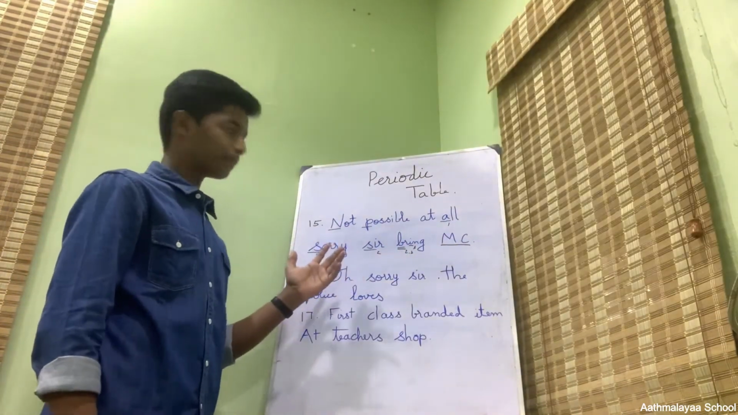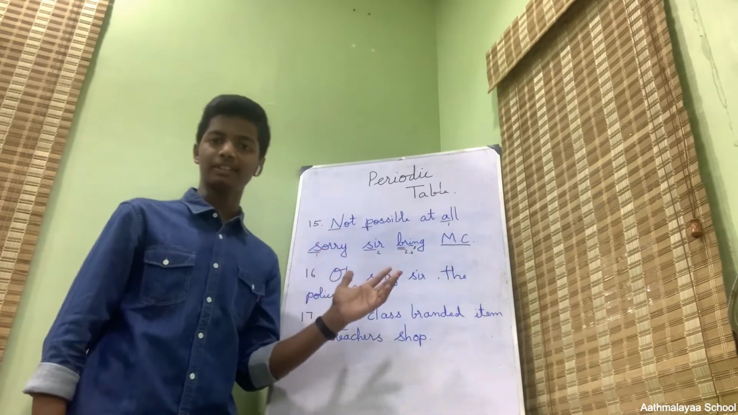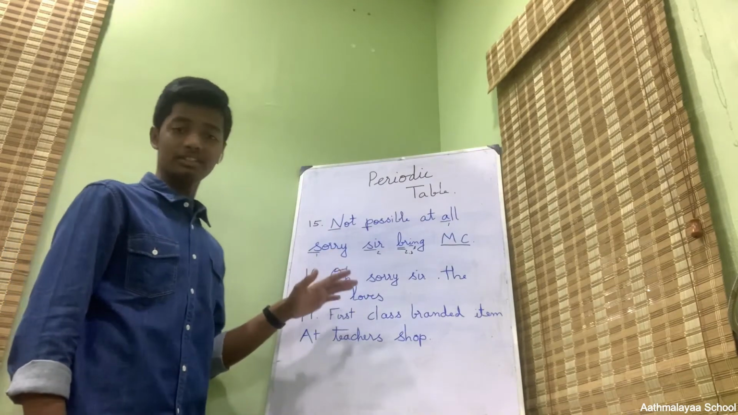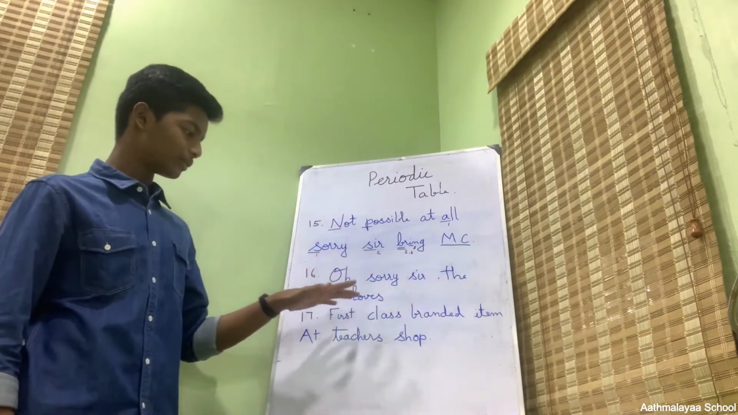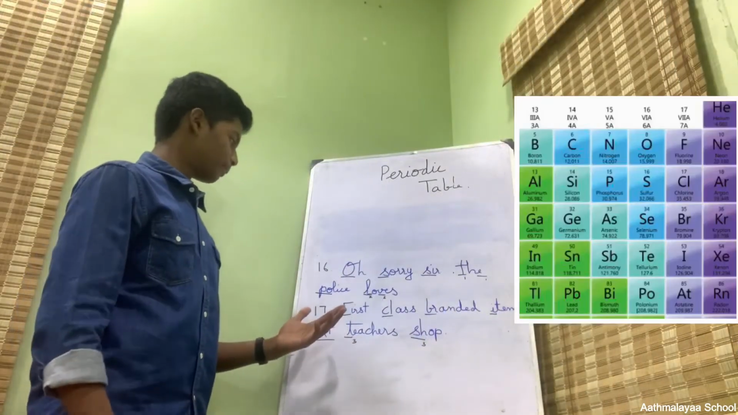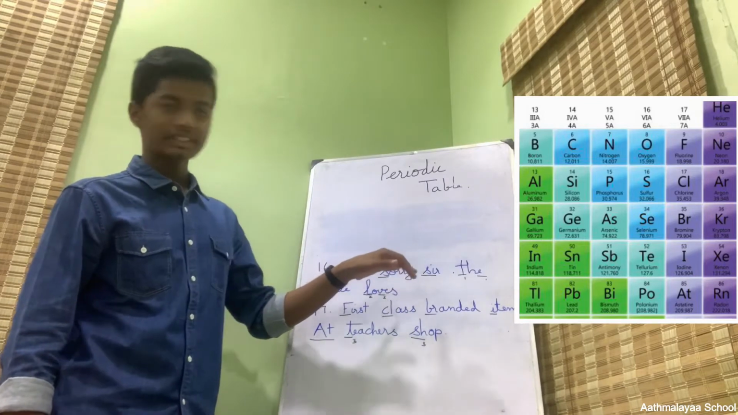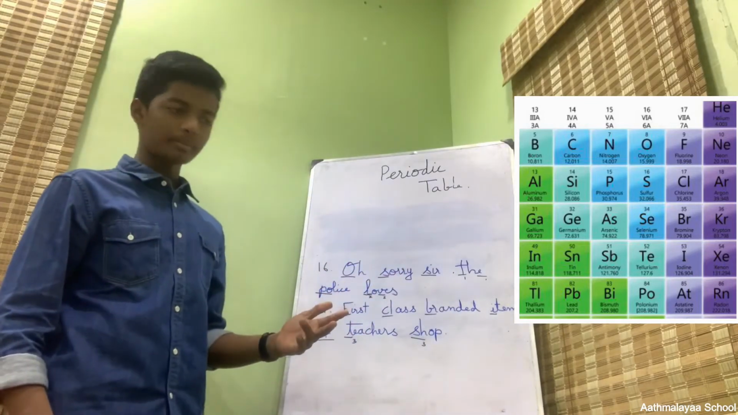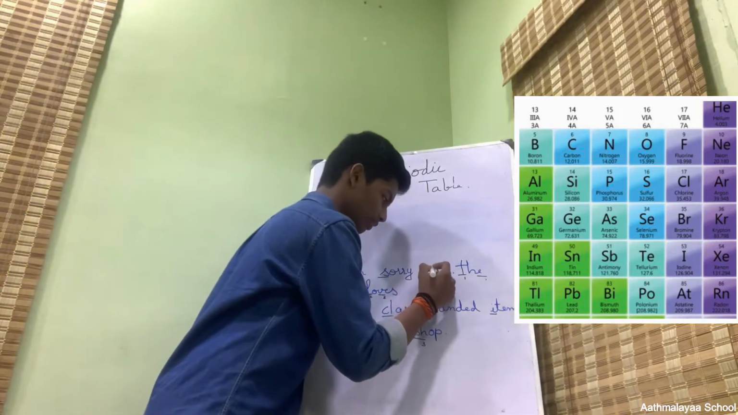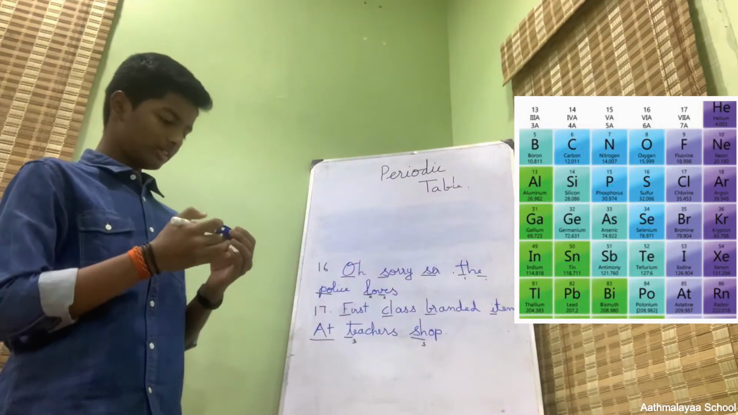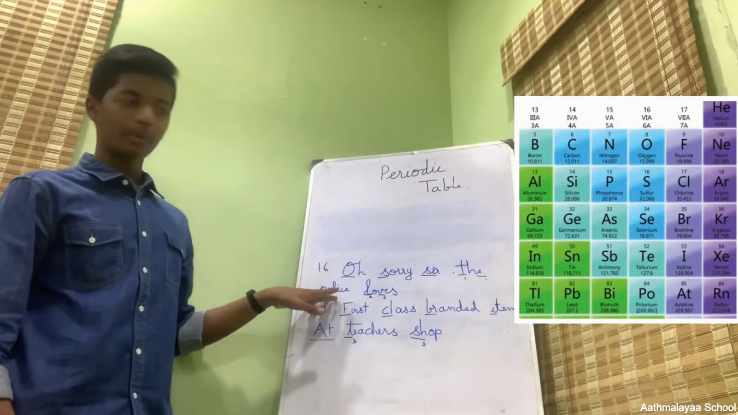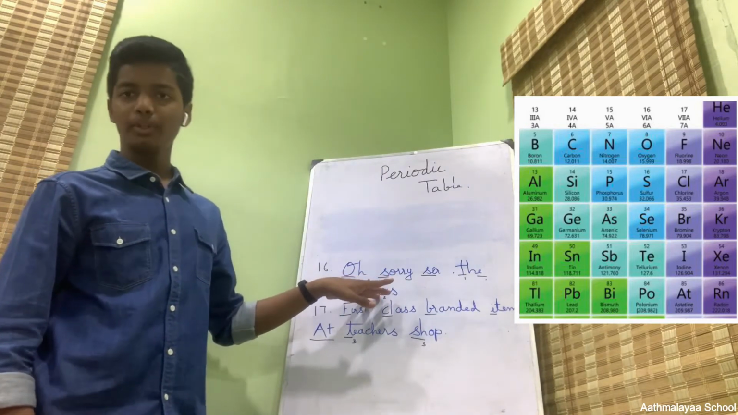Earlier in the 15th group, the policeman says that he cannot file a case. To file a case he needs MC. So another policeman from the same police booth says, "Oh sorry sir, the police loves first class branded item at teacher's shop." The elements in the 16th group are oxygen, sulfur, selenium. For selenium in the periodic table it is Se but here it is Si, so we can just change it into Se. Now it is selenium, Te tellurium, Po polonium and Lv livermorium.